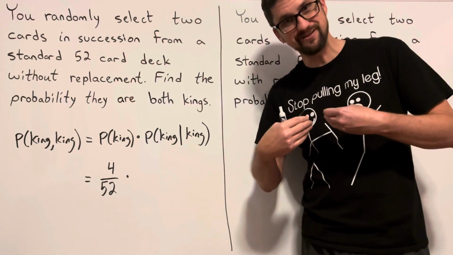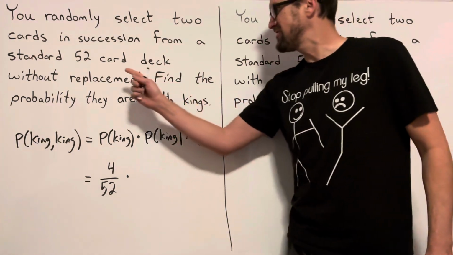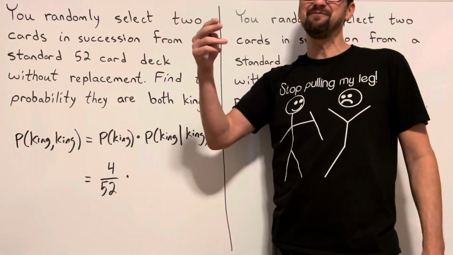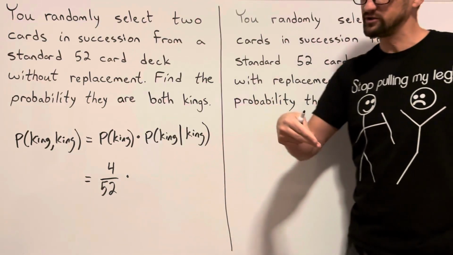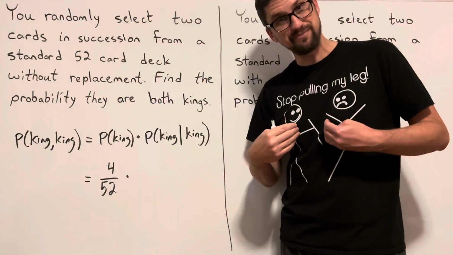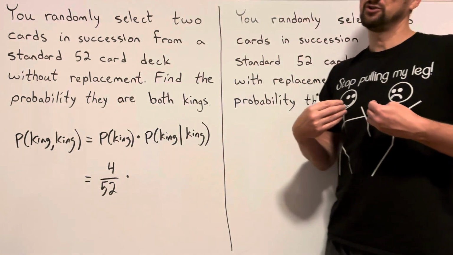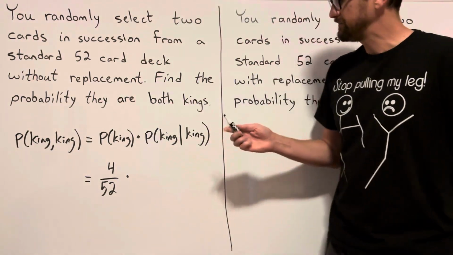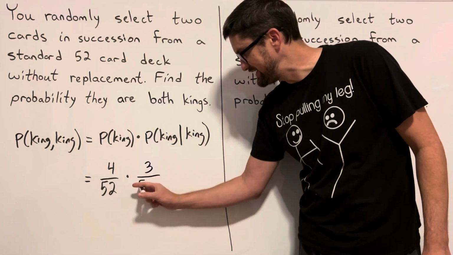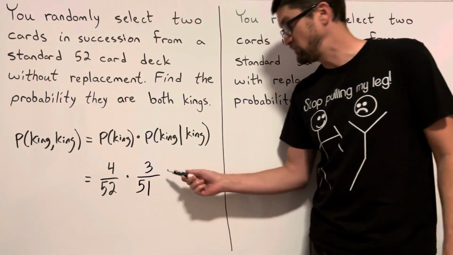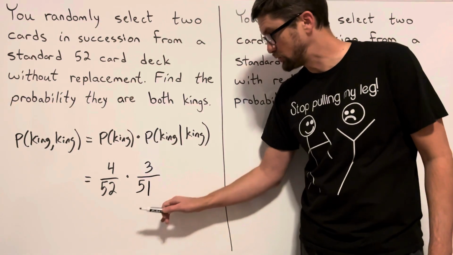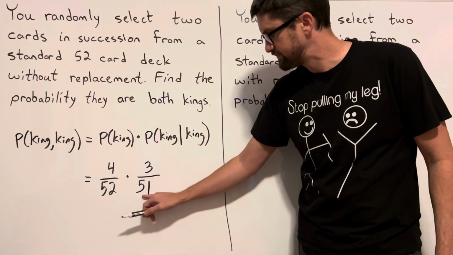Now since I kept the first card, I no longer have 52 cards in the deck. I have 51 total cards. And I no longer have 4 kings because I kept the first king. So now there's only 3 kings in the deck. So the probability that the second card is a king is going to be 3 divided by 51, because now there's 3 kings in the deck out of a total 51 cards.